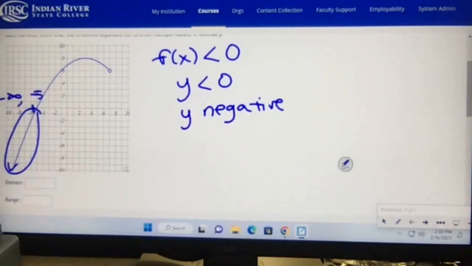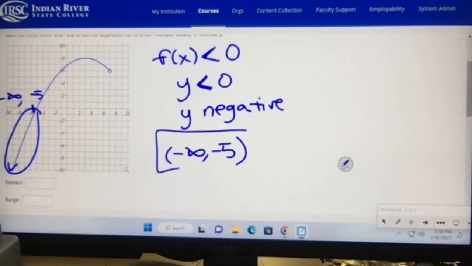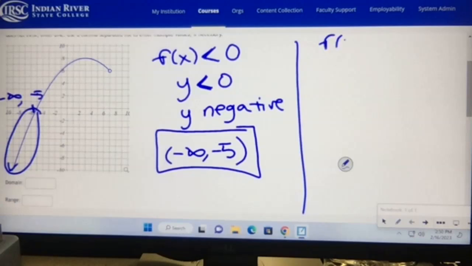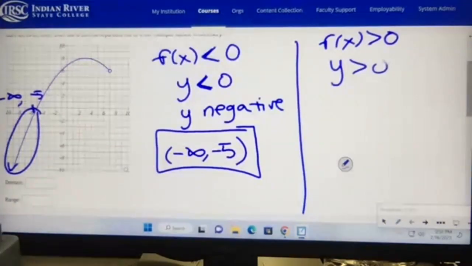For negative infinity, we always use parentheses. And then for negative 5, notice my sign is just less than. It's not less than or equals to. So we are going to use a parenthesis there. And then same thing for the next one. The next one says, when is f of x greater than 0? F of x is the same thing as y. So it's asking when is y greater than 0? So it's asking when is y positive?